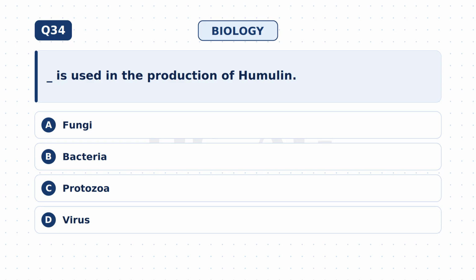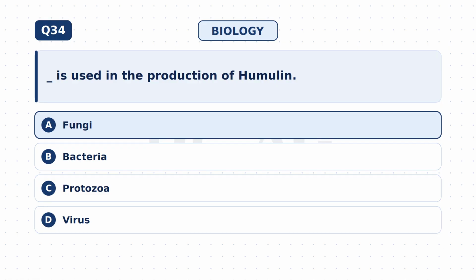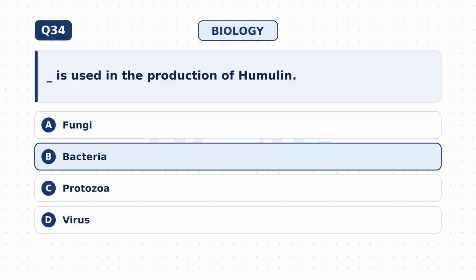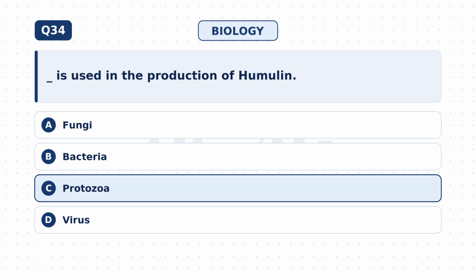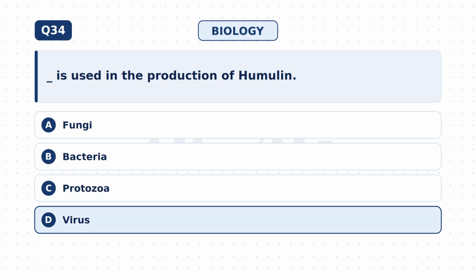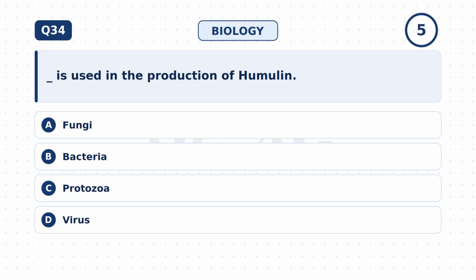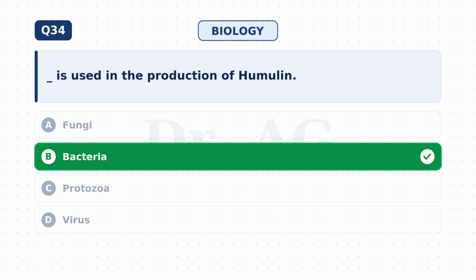Question 34. Blank is used in the production of humulin. Option A, fungi. Option B, bacteria. Option C, protozoa. Option D, virus. The correct answer is B, bacteria.